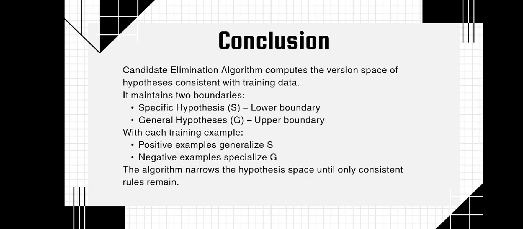To conclude, the candidate elimination algorithm computes the version space of hypotheses consistent with the training data. It maintains two boundaries, S, the specific hypothesis, and G, the general boundary hypothesis. With each training example, a positive example generalizes S, and a negative example specializes G. Finally, the algorithm narrows down the hypothesis space and finds the consistent rules. This example helps us understand how concept learning works in machine learning.